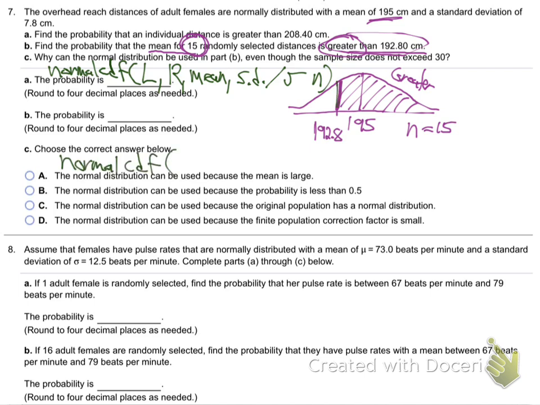CDF. Left edge of the shade, there's the left edge, 192.8. So this is the left edge. What's the right edge? It's infinity, or a bunch of nines. Make that 5 nines. Whoops, comma.